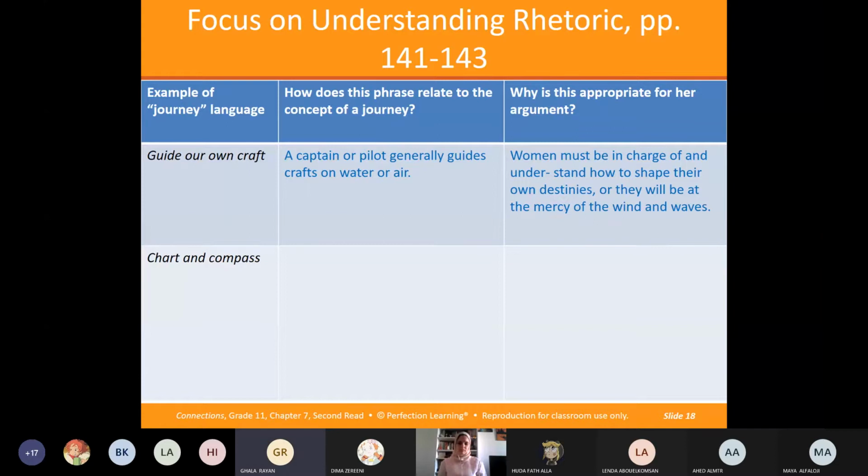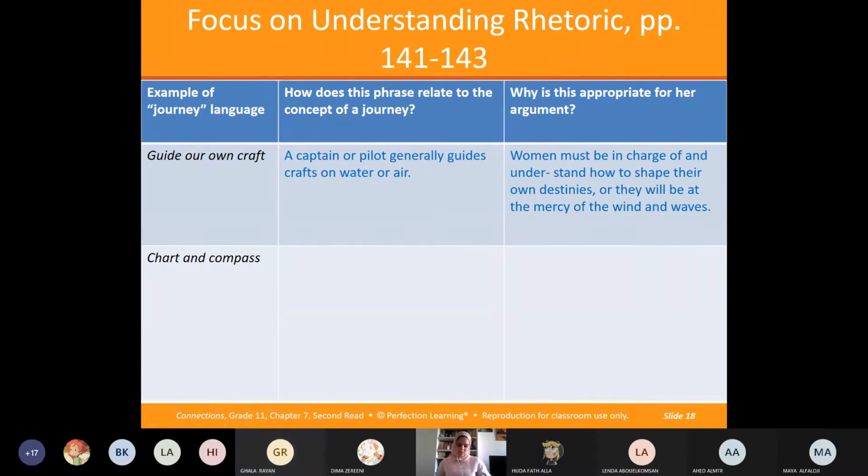Focus on understanding rhetoric. Not all of this, only this part. Okay. Women must be in charge of and understand how to shape their own destinies, or they will be at the mercy of the wind and waves. Excellent, thank you. Chart and compass.